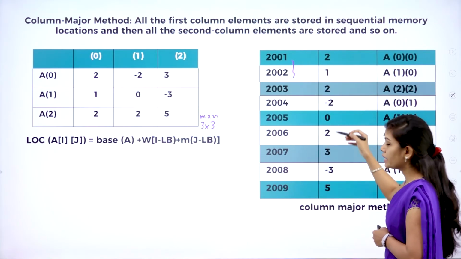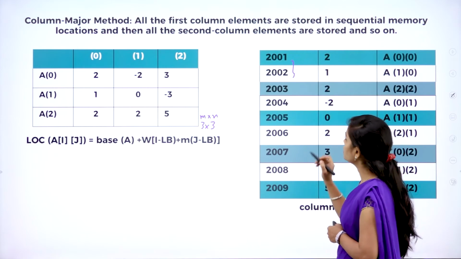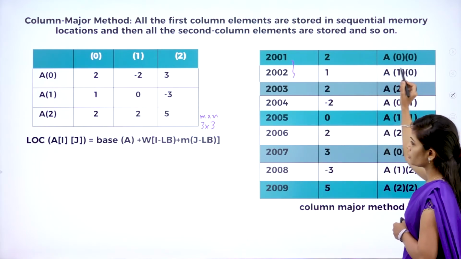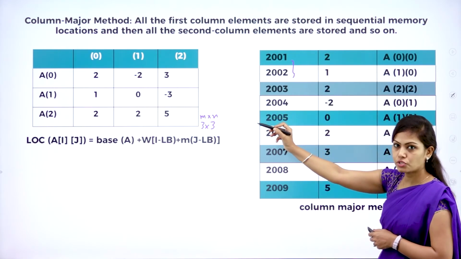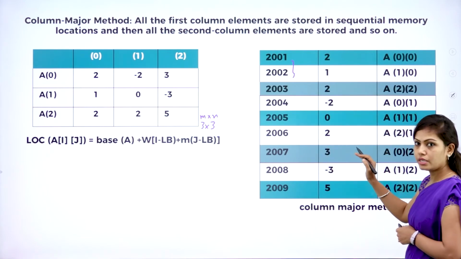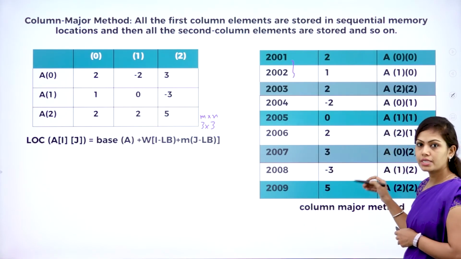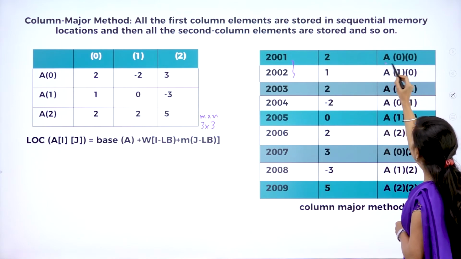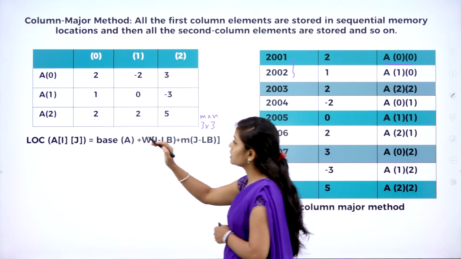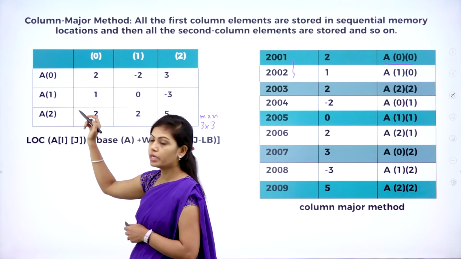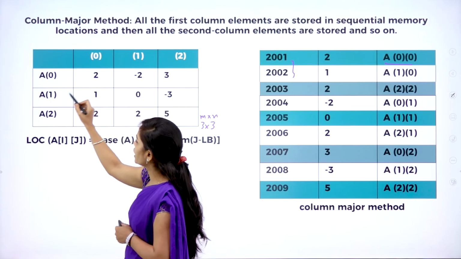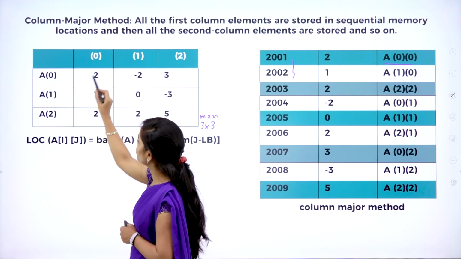These are the elements stored in the memory location, that is A of 0, 0. A of 0, 0 means the value is 2. Here in column order, these elements are stored in a sequential manner. You need to consider from column to column. A of 0, 0 is 2, A of 1, 0 is 1, A of 2, 2 is.